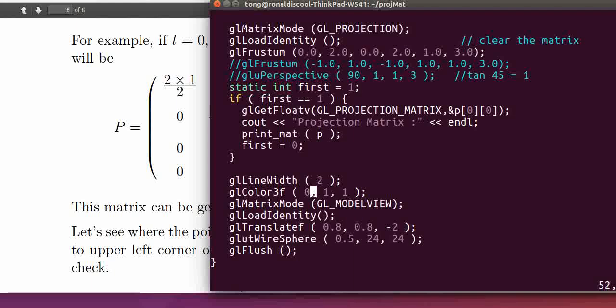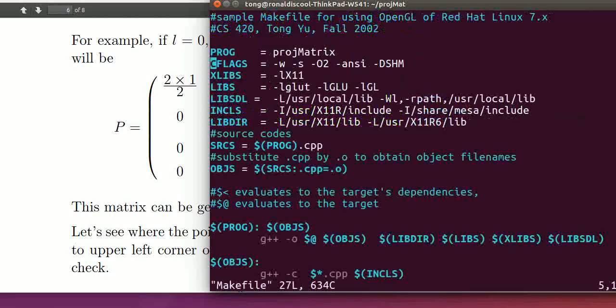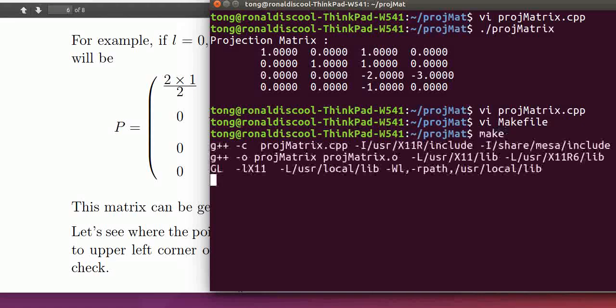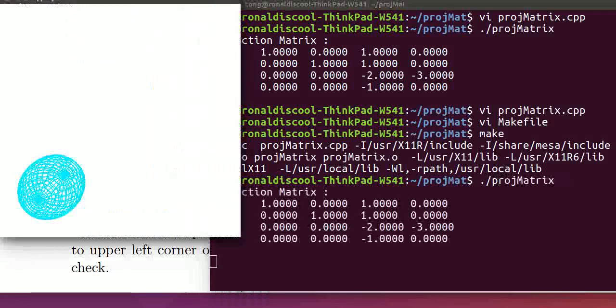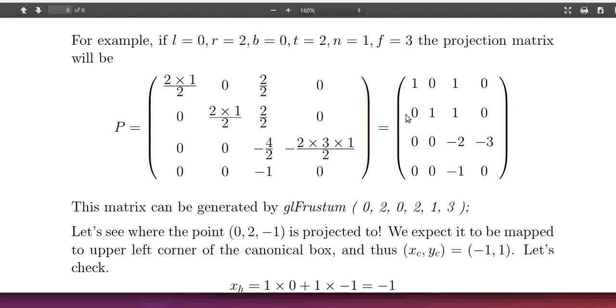Here we draw a sphere. We have to move that into the frustum using this transformation. So now let's compile this. This is the makefile, nothing special. And we execute this. You can see that this is the projection matrix, which is the same: 1, 0, 1, 0, 0, 1, 1, 0, 0, 0, negative 2, negative 3, 0, 0, negative 1, 0 is the same as this. That's what we expected.